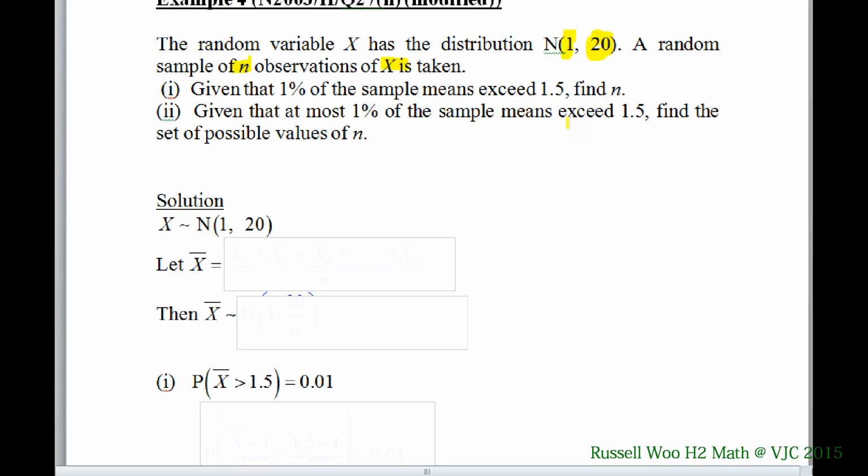Given that 1% of the sample means exceed 1.5. Let us worry about how to interpret this later, okay? But before that, let us write what x bar is. X bar is the sample mean of n observations. So it must be x1 plus x2 plus all the way to xn, I don't know what n is, divide by n. So far so good.